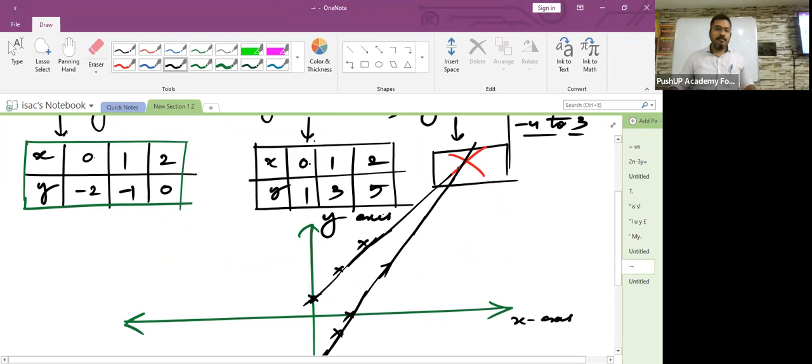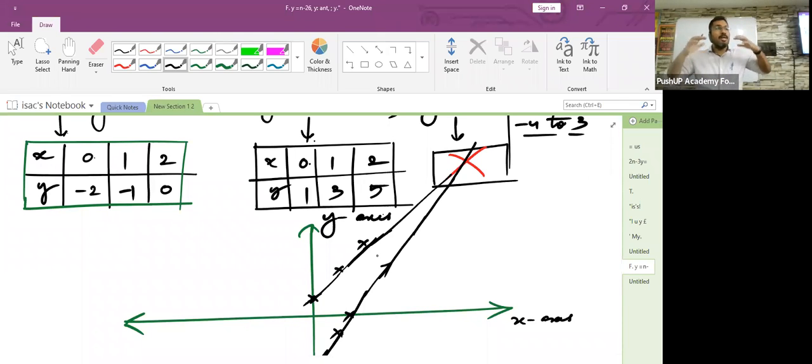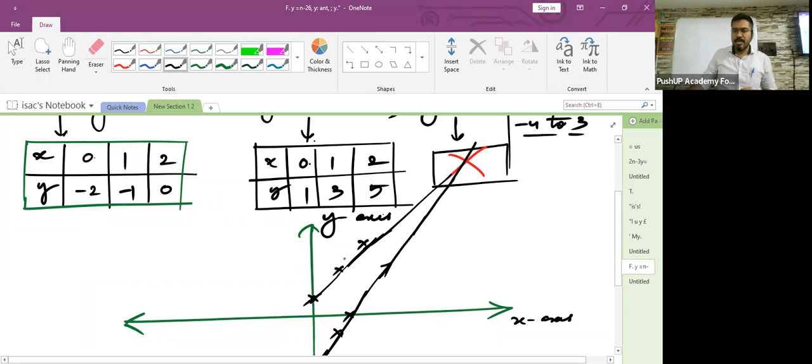Extend it, children. If both the lines have a chance to intersect each other, I want you to extend both the lines till they intersect each other. All right? They won't intersect. What about you guys? They intersect each other.